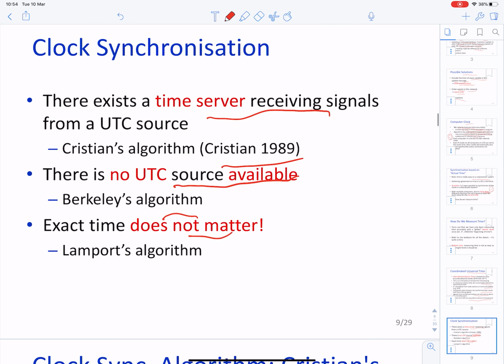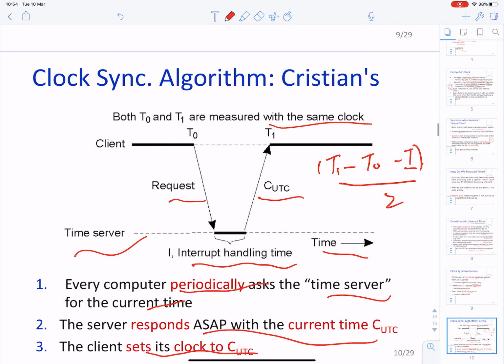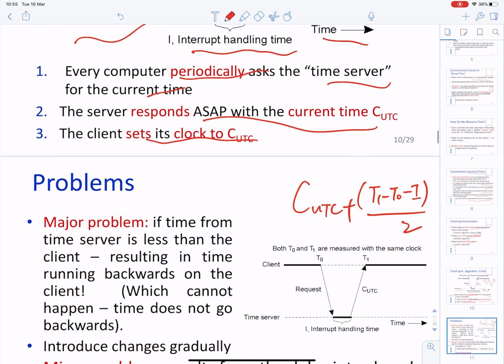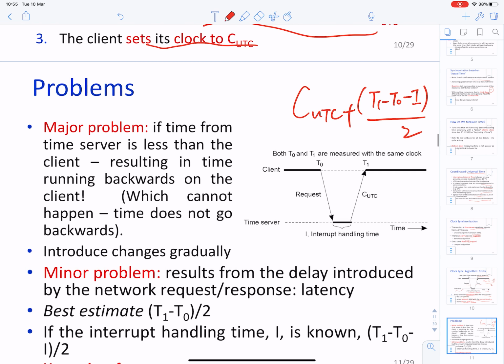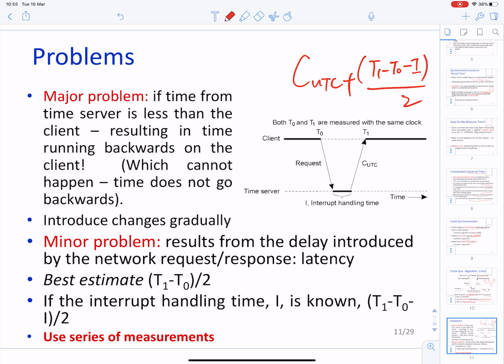For clock synchronization, when a time server receives signals from a UTC source, we have Cristian's algorithm. When there is no UTC source available, we have Berkeley's algorithm, where the exact time does not matter. The first clock synchronization algorithm is Cristian's. Every computer periodically asks the time server for the current time. The server responds as soon as possible with the current time, CUTC. The major problem is that if the time from the time server is less than the client's, the time would run backwards on the client.